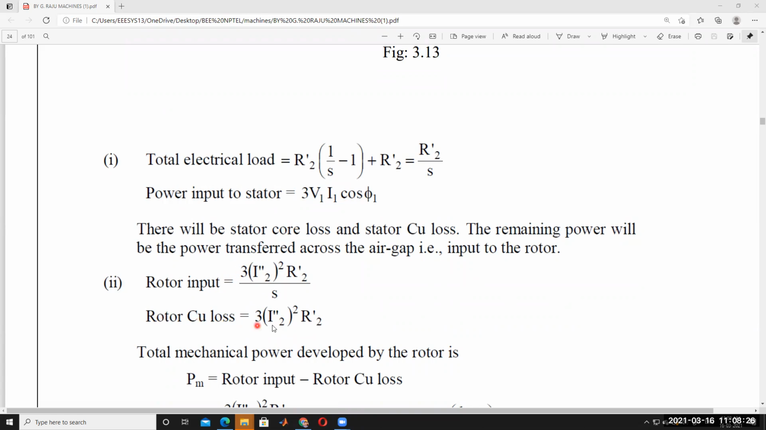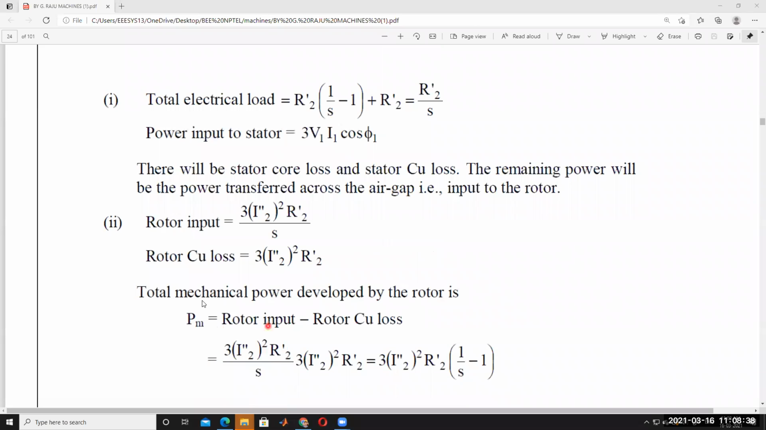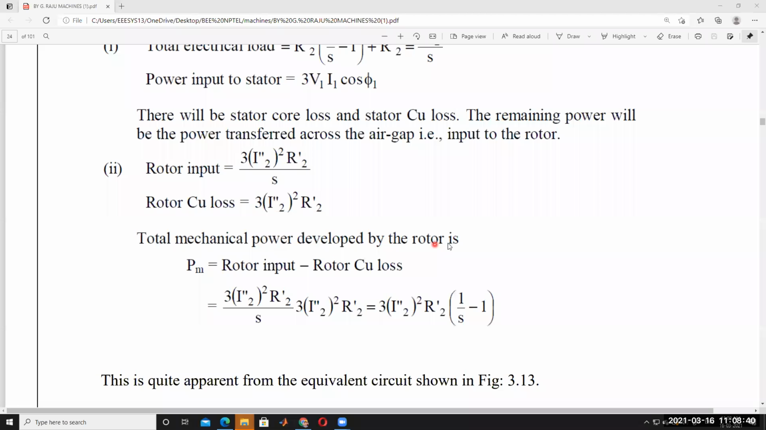And rotor copper loss is 3 I2 squared into R2, I squared R. It is a three-phase power supply, that's why 3 I2 squared into R2 by S. Rotor copper loss is equal to 3 times I2 squared into R2'. Then the total mechanical power developed by the rotor is rotor input minus rotor copper loss.